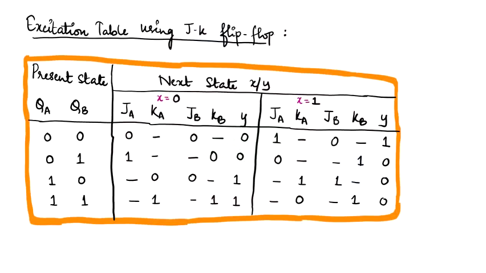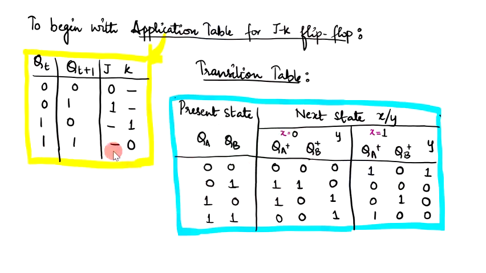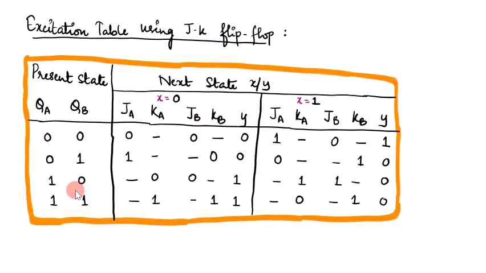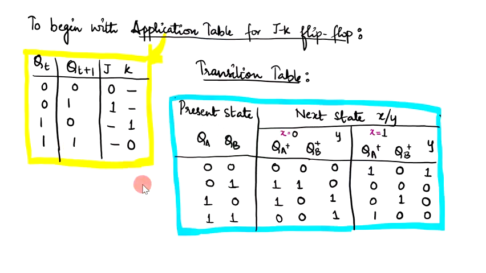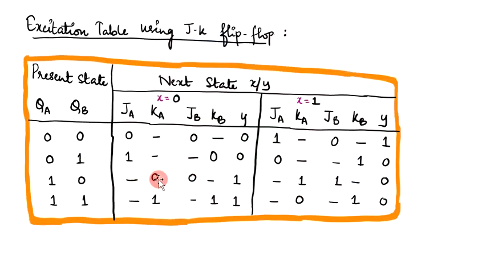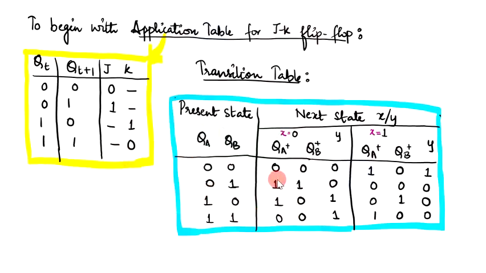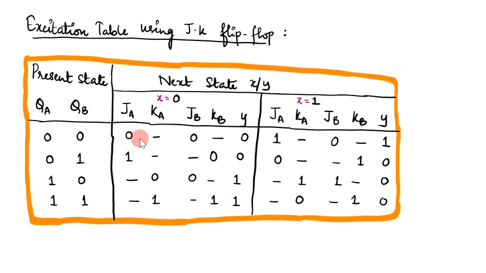If you look at the application table, it is dash 0. So 1, 1 is dash 0 here. So in a similar manner, you have to compare the QA and QA plus of the transition table to fill in the contents of the excitation table for JA, KA.